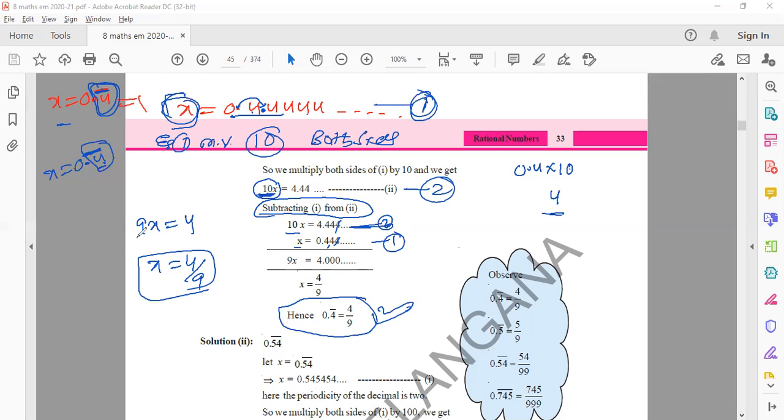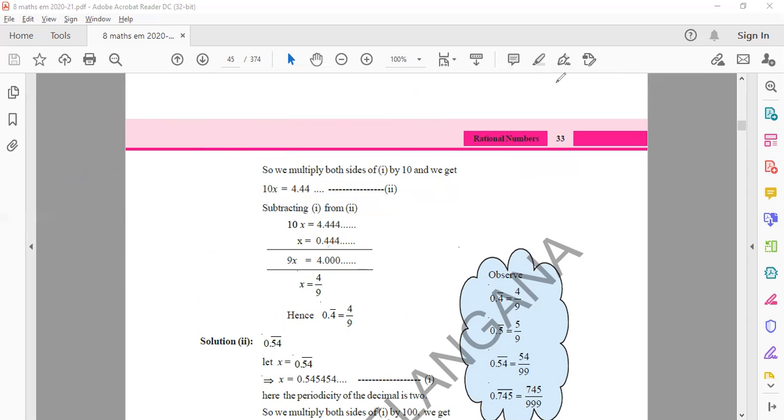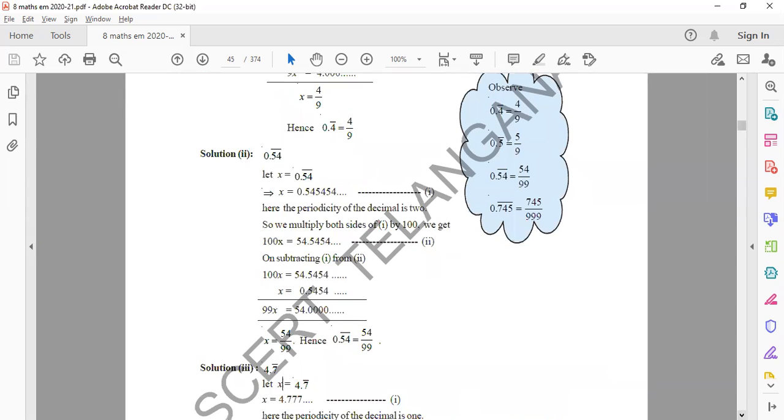So I want x only. I shifted the 9 to here. 4 by 9 I got. Clear? So this is the answer for this. You found more clarity. I'll take the next example. You can clearly understand this question.